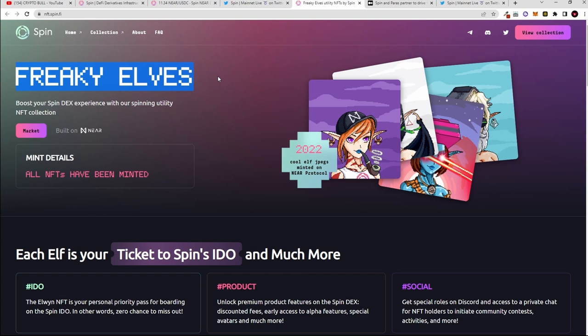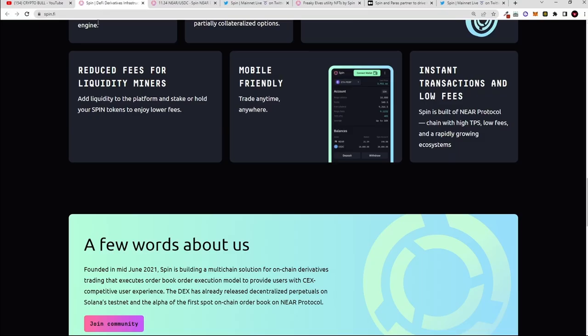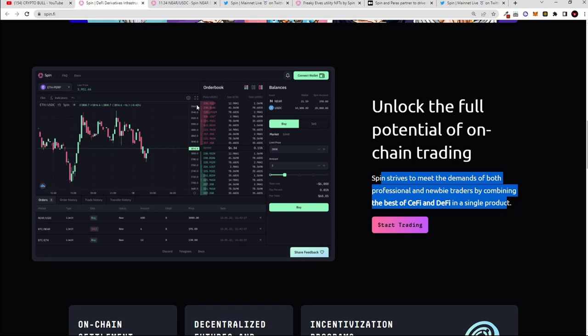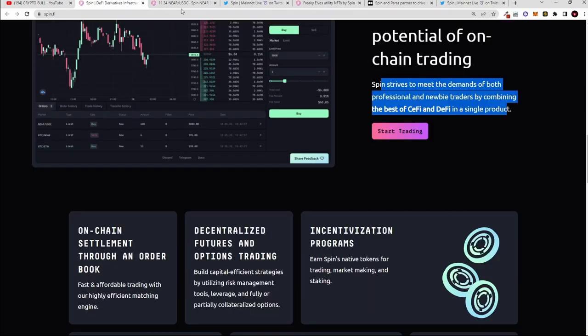There were 2,000 of these NFTs, and all these NFT hodlers will be the first who will be able to apply for the IDO to buy these Spin tokens when Spin tokens are released. And all Spin token hodlers who will be trading on this exchange, guys, will also be able to stake their Spin tokens, and when they are staking their Spin tokens, they will also be able to earn profits, and they will also have cheaper transaction fees.